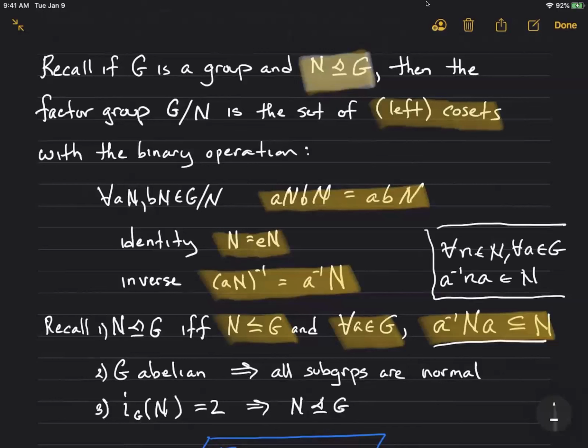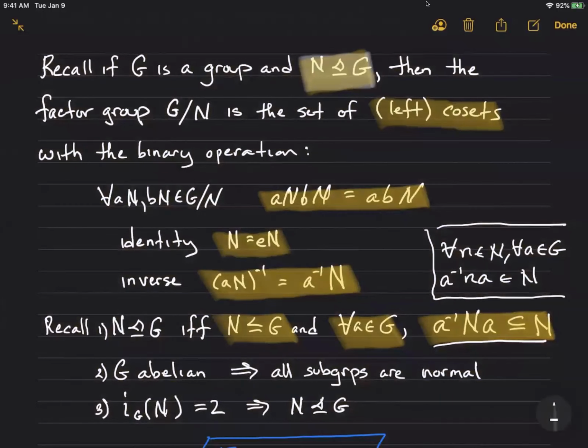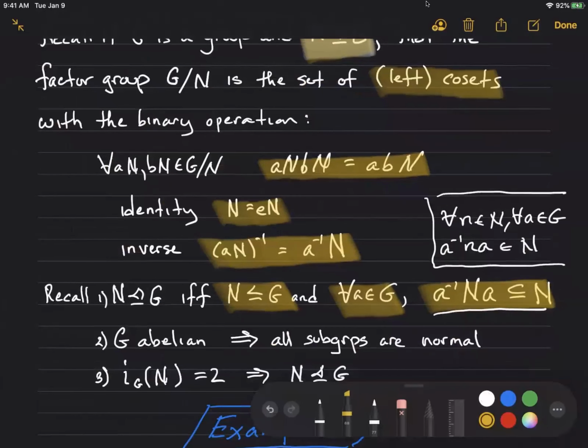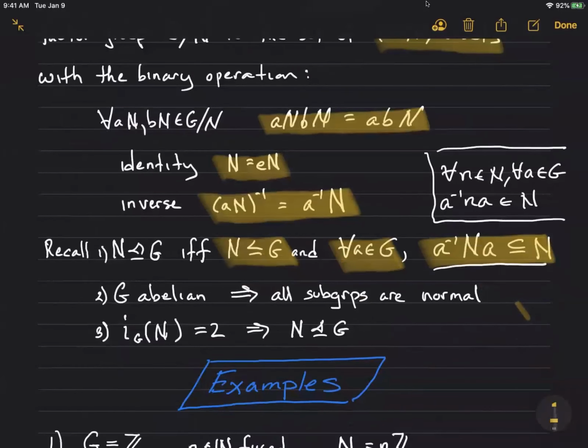If G is an abelian group, every subgroup is going to automatically satisfy all this stuff. It's important to keep in mind, so you don't have to work hard to know if something is a normal subgroup in an abelian group. And then our only other result about this stuff was that if you have exactly two cosets, you'd always have a normal subgroup, right? Okay, so let's look at some examples.